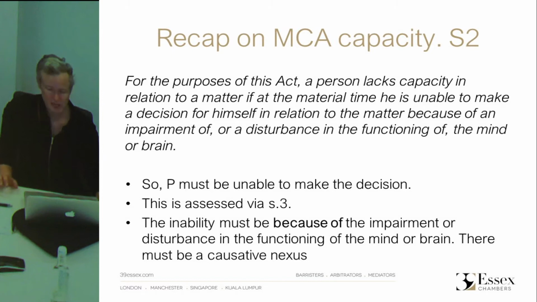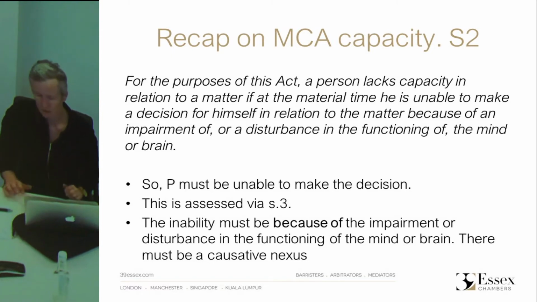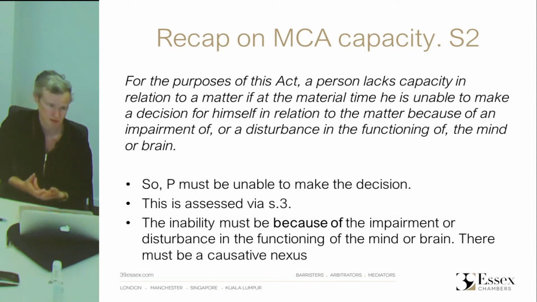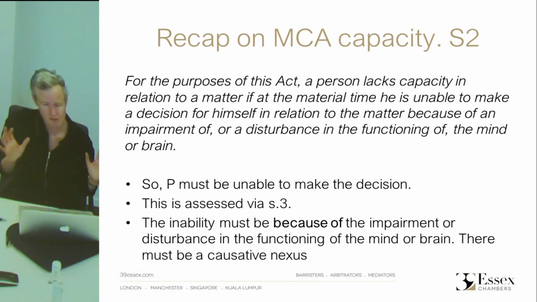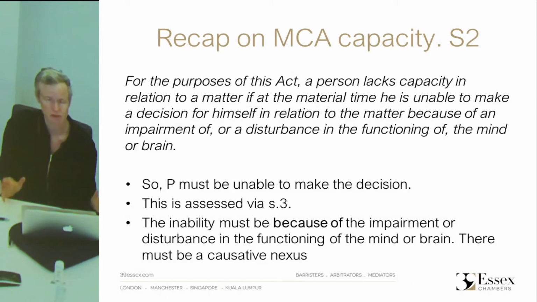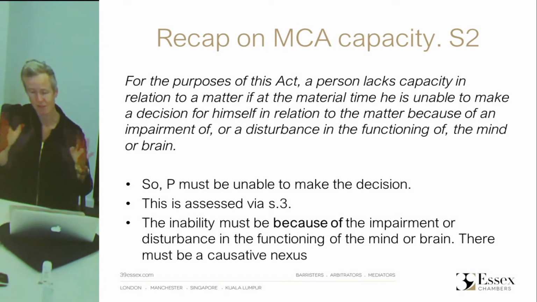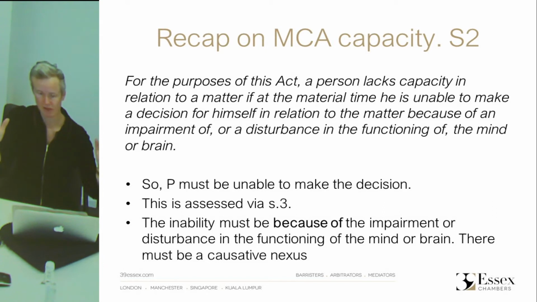Right, so just recapping then on the Mental Capacity Act and capacity. The test for capacity is set out in section 2, and it's worth reminding ourselves of what it actually means when we stand back and say somebody lacks capacity to make a decision. Because what they have to be is unable to make the decision for themselves. Okay, so that's the big picture. Are they unable to make the decision?